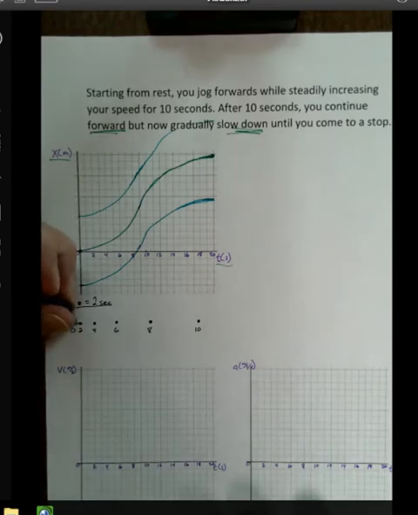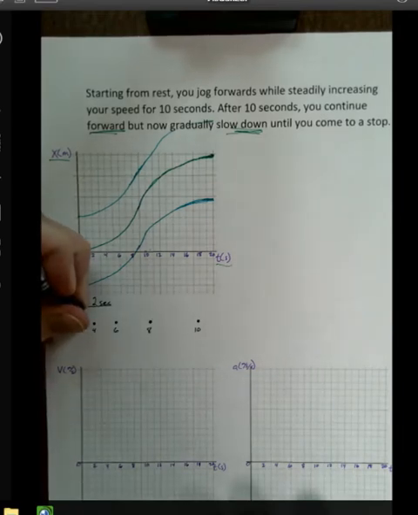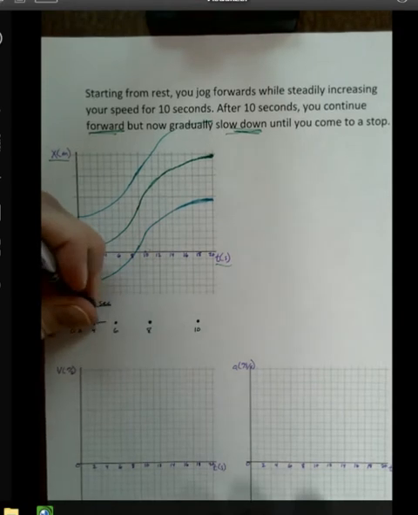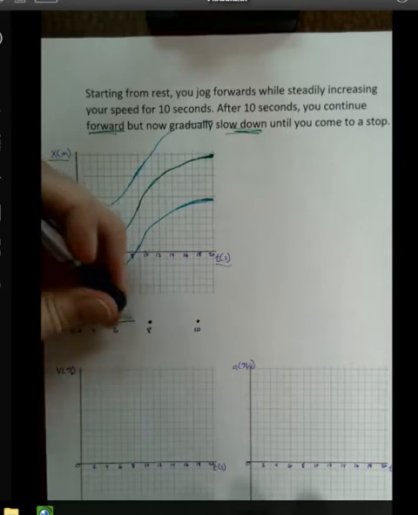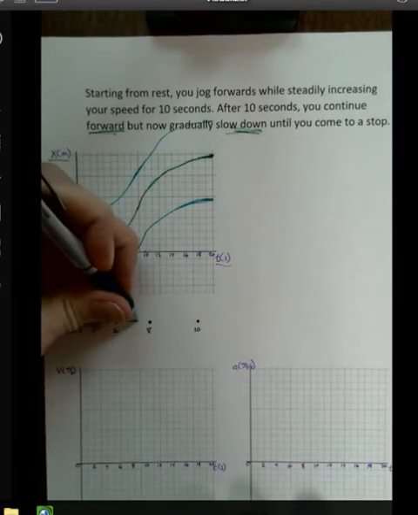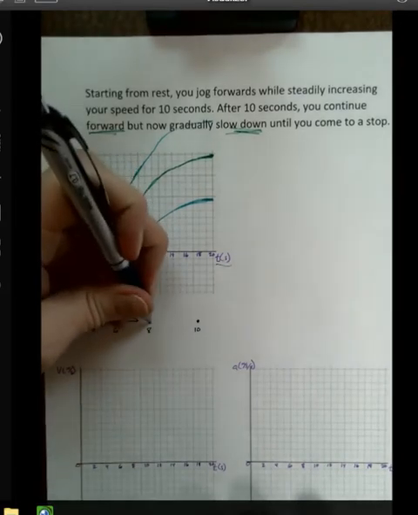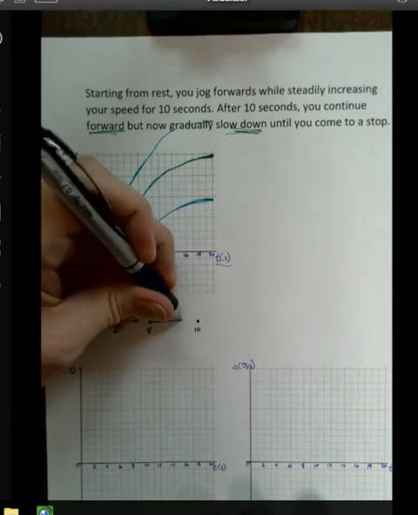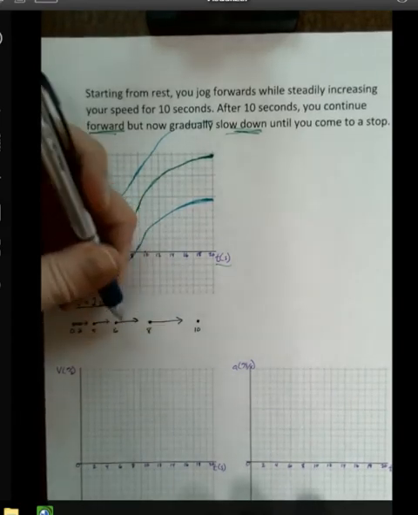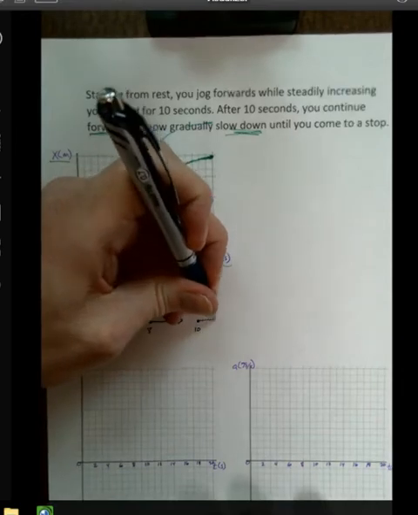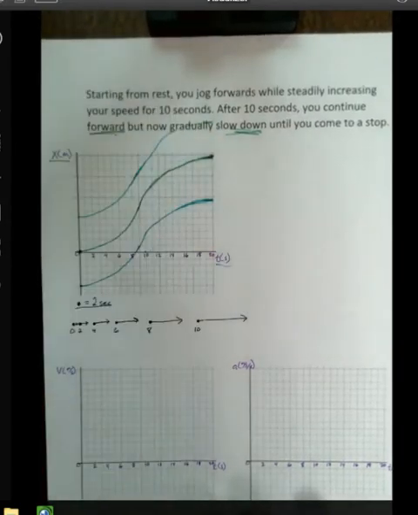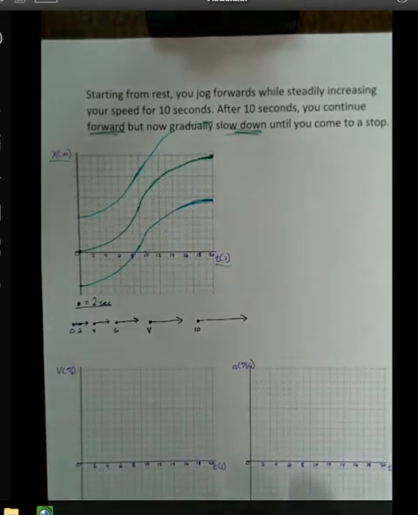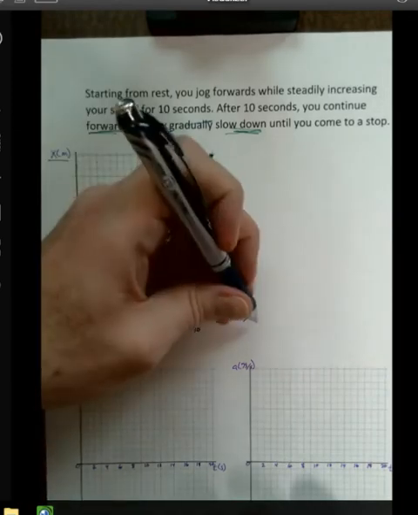And I could even draw some tiny arrows here. And these arrows, if I drew this exactly to scale, because I have a constant acceleration, then these velocity arrows would be growing at the same rate. Each arrow would be bigger than the one before it by the same amount. They would all grow by the same amount each time. But I didn't draw this perfectly, but hopefully we're getting the point across.